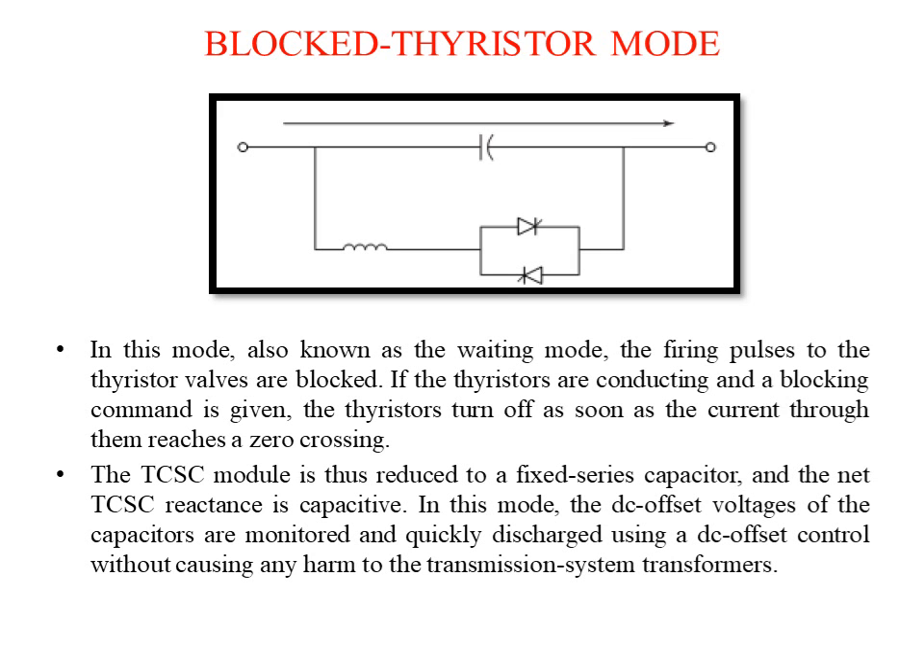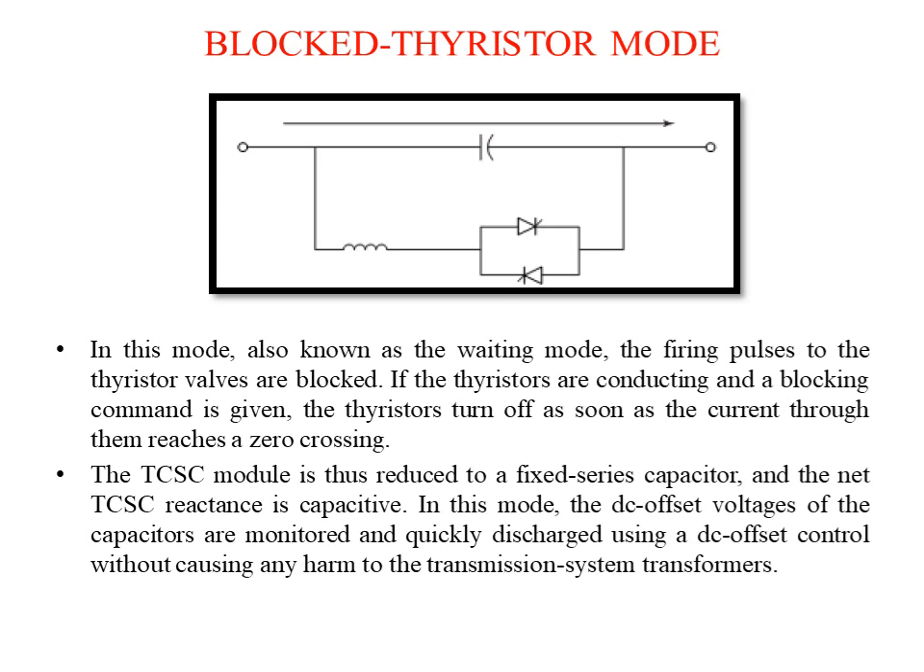The TCSC module is thus reduced to a fixed series capacitor and the net TCSC reactance is capacitive. In this mode, the DC offset voltage of the capacitor is monitored and quickly discharged using DC offset control, without causing any harm to the transmission system transformer.